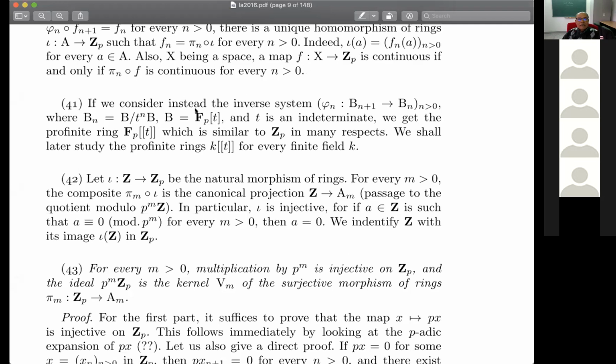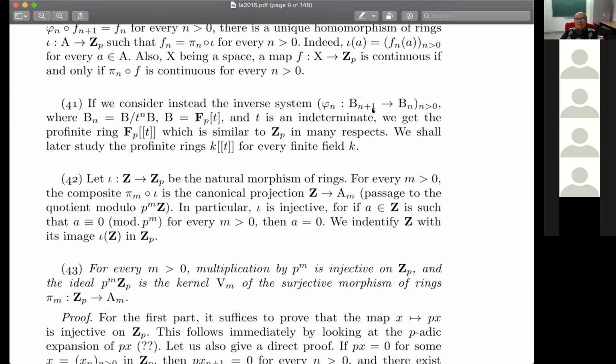So this Fp[[T]], instead of Z, you take this ring B, the polynomial ring Fp[T] in one indeterminate T, and define B_n to be B modulo T^n B. T^n generates an ideal in the ring B. I go modulo that ideal to get the quotient ring B_n. And of course, the ideal generated by T^(n+1) is contained in the ideal generated by T^n. So I get a map φ_n from B_(n+1) to B_n. It's a surjective map. It's reduction modulo T^n, so to speak.